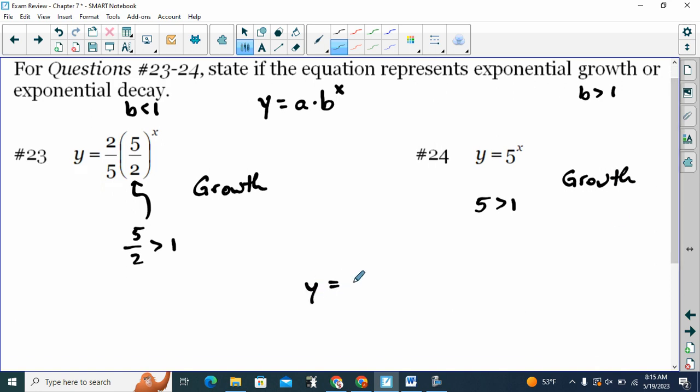Suppose we had something like y equals 9 times 0.3 to the x. 0.3, that's smaller than 1. That would be a decay problem.